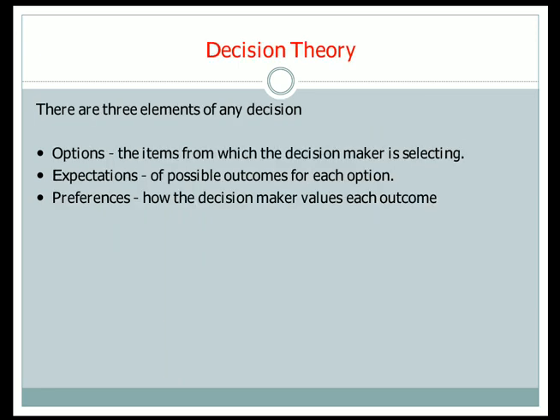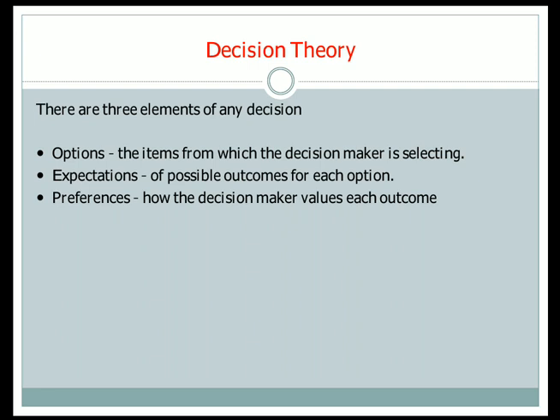So in decision theory, we need to decide on some factors. So there are three elements. One is options, that is, what are all the options available. So what are the options available for manufacturing, which are the different manufacturing methods available. So those are the options available.